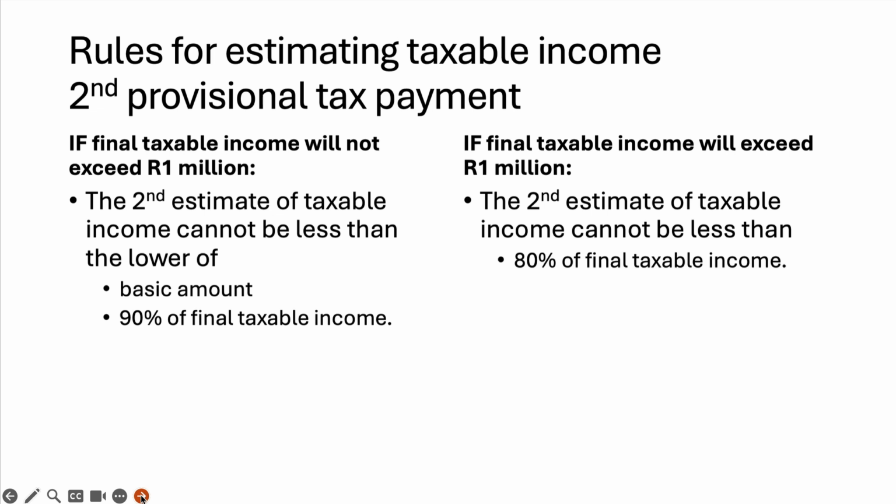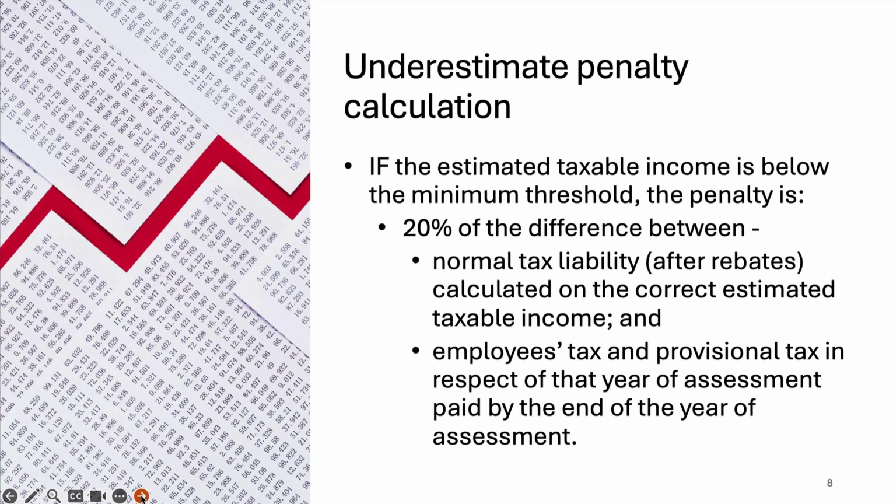But let's stick to the basics here. If your final taxable income does not exceed R1 million, then your second estimate of taxable income cannot be less than the lower of the basic amount or 90% of final taxable income, and the details of that I covered in the previous video. If your final taxable income is going to be higher than R1 million, then your second estimate of taxable income cannot be less than 80% of final assessed taxable income. So those are your thresholds, all right? And if you come in with an estimate on your second provisional payment that is lower than those thresholds, then you've got an underestimate, and you could end up with an underestimate penalty.